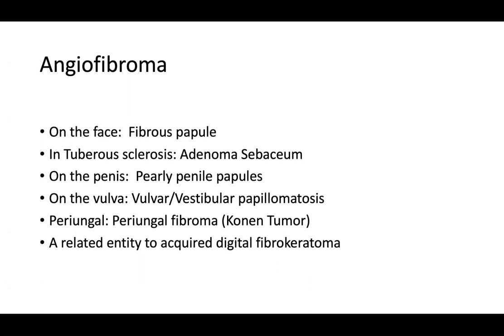And there's a related entity known as acquired digital fibrokeratoma, or ADFK, which can often look like an accessory digit on the finger as well. Usually with the acquired digital fibrokeratomas, you're just going to see broad collagenous stroma without neural bundles. And so that would help you kind of rule out against an accessory digit.